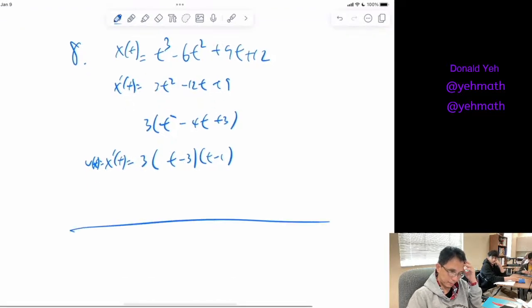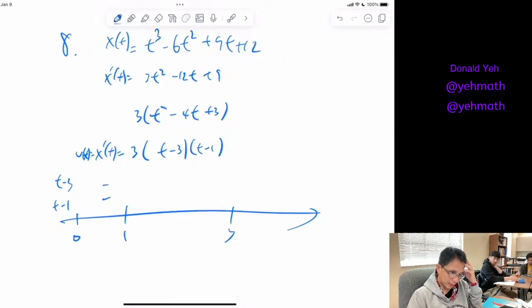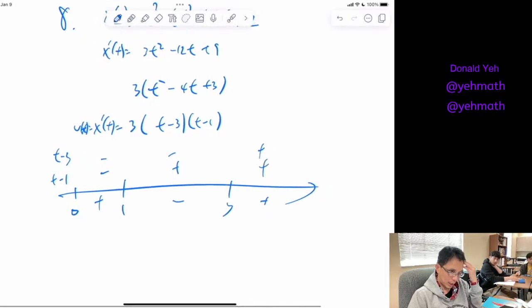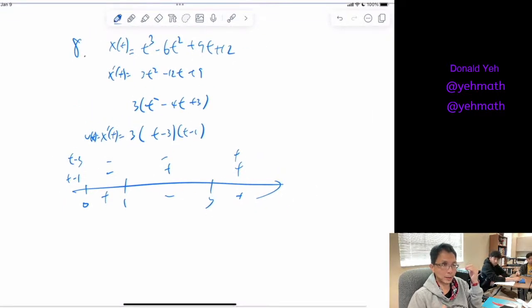Okay, so 1, 3, t minus 3, t minus 1. I'm only starting with 0, so it's negative, negative. 2, I'm a negative, positive, positive, positive, positive, negative, positive. So that's going to be positive velocity. But you want to compare it with the second one.